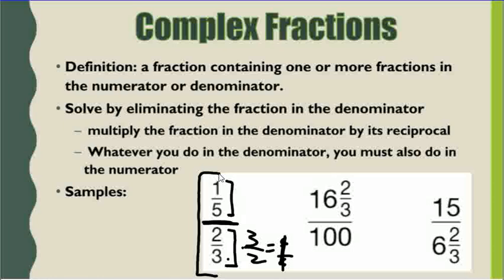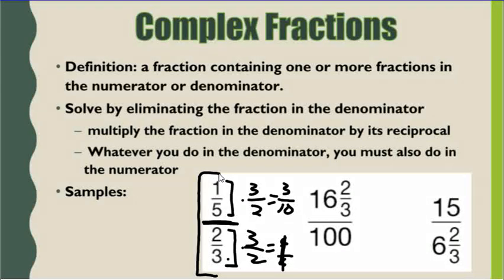And then your next step is whatever you do in the denominator, you must also do in the numerator. Since I multiplied by 3/2 in the denominator, I must also multiply by 3/2 in the numerator, and this would give me 3/10. And that would be my answer.